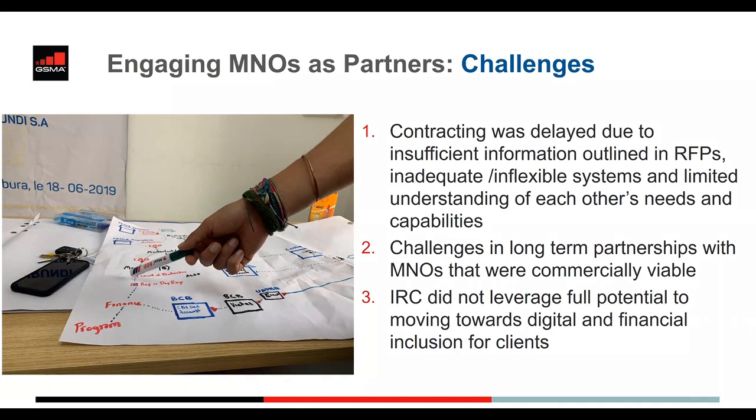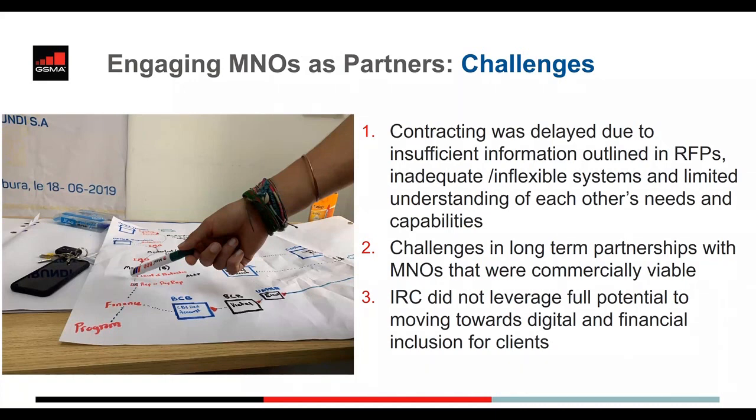Secondly, challenges in long-term partnerships with MNOs that were commercially viable. So we understand that from a humanitarian point of view, it's challenging to provide a clear-cut commercial opportunity to MNOs given the uncertain nature of crises in general. So this is something that will always be a bit of a challenge, but something to be cognizant of going forward when working together.